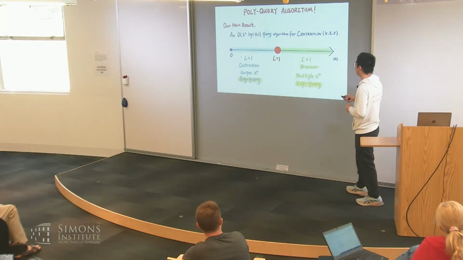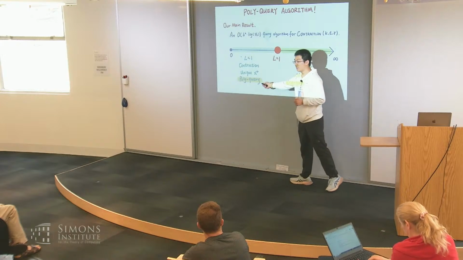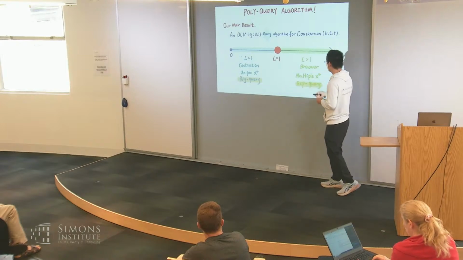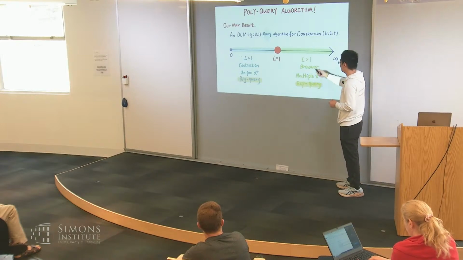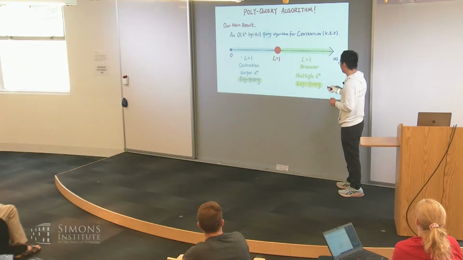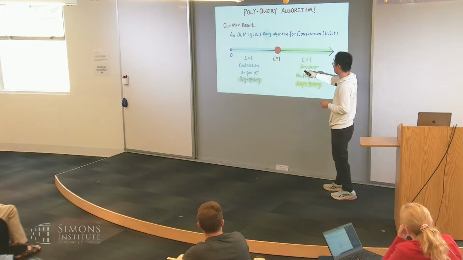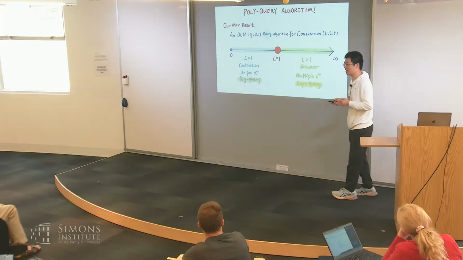So this is a small diagram where we know now that for contraction, it actually has polynomial query complexity. But for, I don't know, L to be 1.001, the Brouwer fixed point, it has exponential query lower bound. And let's not bother with the case where L equals 1, and I will get to it later.